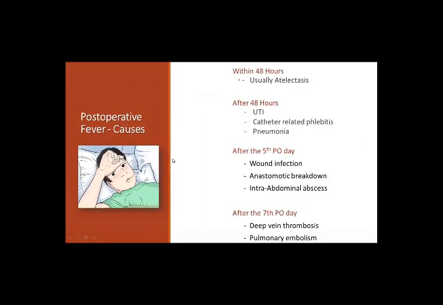The causes of postoperative fever can usually be divided according to their appearance on the timeline. जो पहले 2 दिनों के अंदर within 24 hours fever होता है, it is usually due to basal atelectasis, right? जो after 48 hours है, that is usually due to UTI, a urinary tract infection, या IV catheter related phlebitis, या something like pneumonia showing up. जो 5th day के बाद होती हैं fever, उसकी जो वजह है दैट इज़ wound infection, commonest वजह, anastomotic breakdown if there has been gastrointestinal सर्जरी, or there may be an intra-abdominal abscess, और जो पूरे हफ्ते के बाद या after the 7th day you usually have fever due to deep vein thrombosis and pulmonary embolism.